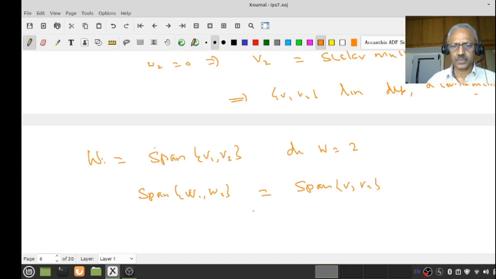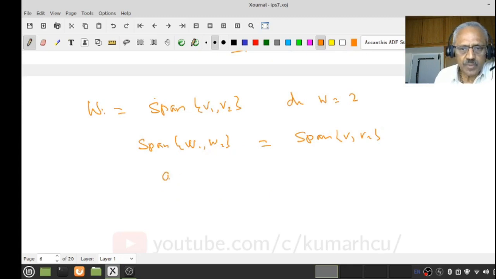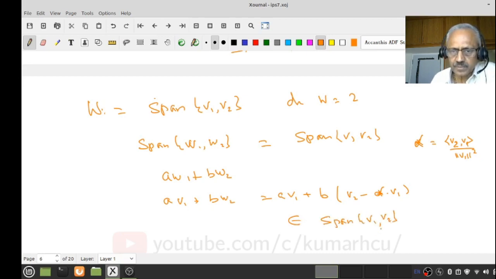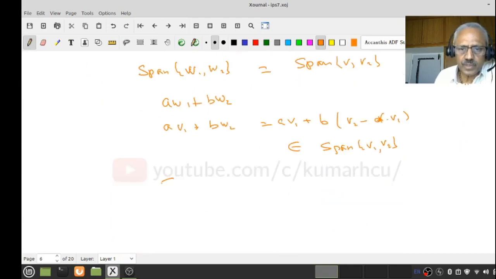Right? Let us go slow. Now, what is the span of W1, W2? This is of the form a W1 plus b W2, but W1 is the same as V1, therefore plus b W2. But what is this? This is b times W2, which is V2 minus some scalar multiple of V1. Let's not worry about what the scalar is. The scalar may be the inner product of V2 and V1 by norm V1 squared, etc. This is V2, this is V1. Okay, this is some scalar. If you want, call it alpha, this is alpha times V1. Therefore this belongs to the span of V1, V2. Do you understand this? Therefore, what is the conclusion? The span of W1, W2 is contained in the span of V1, V2.